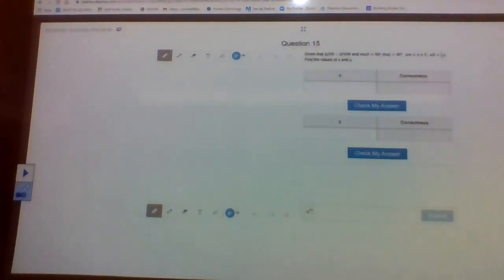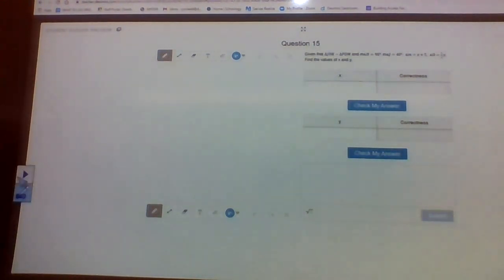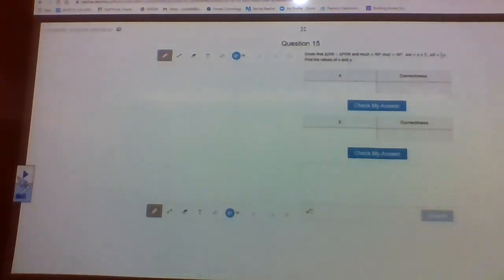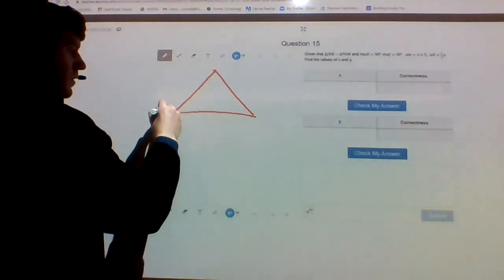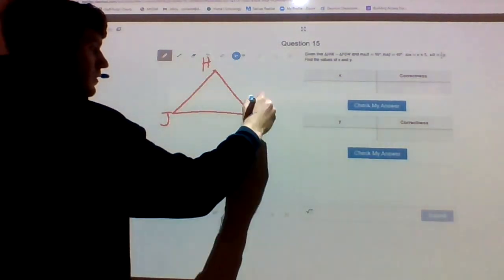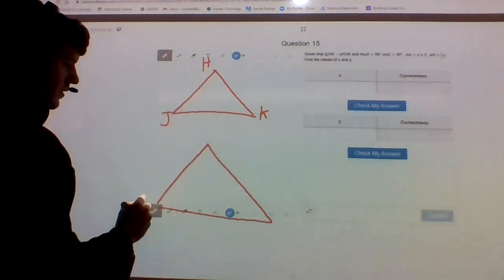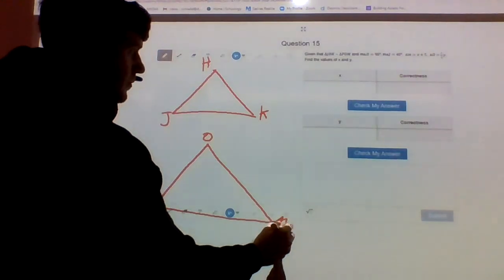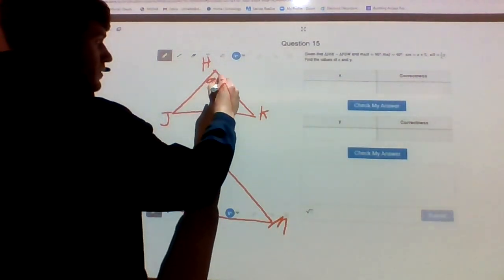All right, we got to draw the triangles for this one. They're not going to give us the diagrams. We got to draw them ourselves. So given that triangle JHK is similar to triangle POM, I'm going to draw two triangles, JHK and POM. Okay, we know that the measure of angle H is 90 degrees.